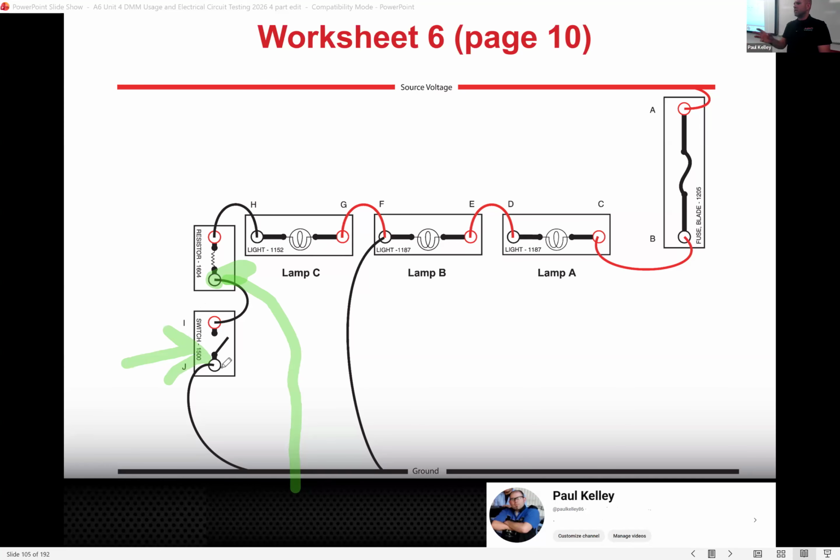So a short doesn't necessarily mean the fuse is blown. A short just means the circuit's not going to be functioning as designed, right? So I just gave you that example of what a short could be. How would we determine it?